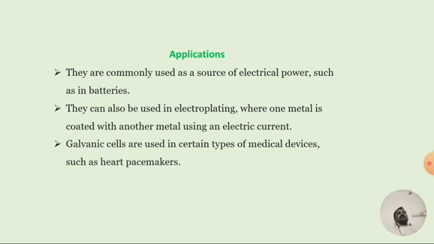Galvanic cells are commonly used as a source of electrical power in batteries. They can also be used in electroplating, where one metal is coated onto another metal using electric current. Galvanic cells are also used in certain types of medical devices such as heart pacemakers, because they are small and we can make them small.